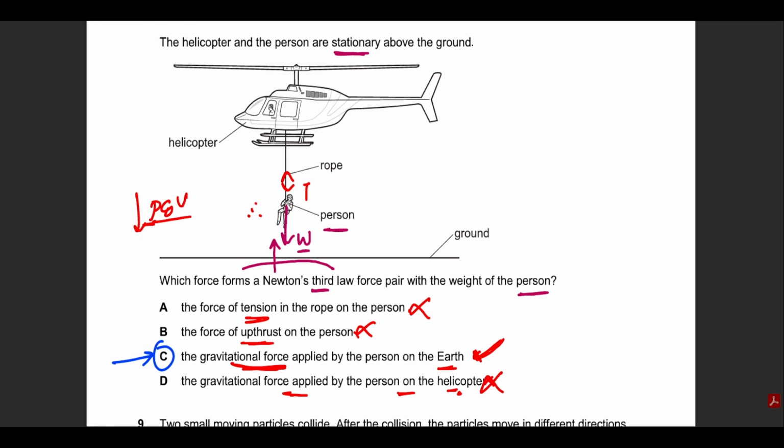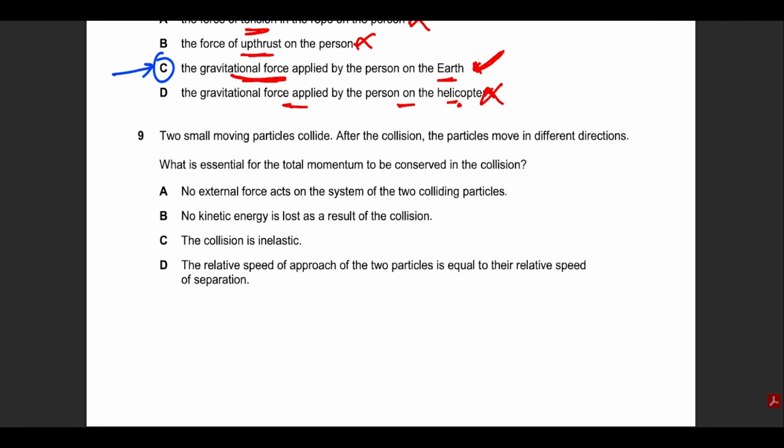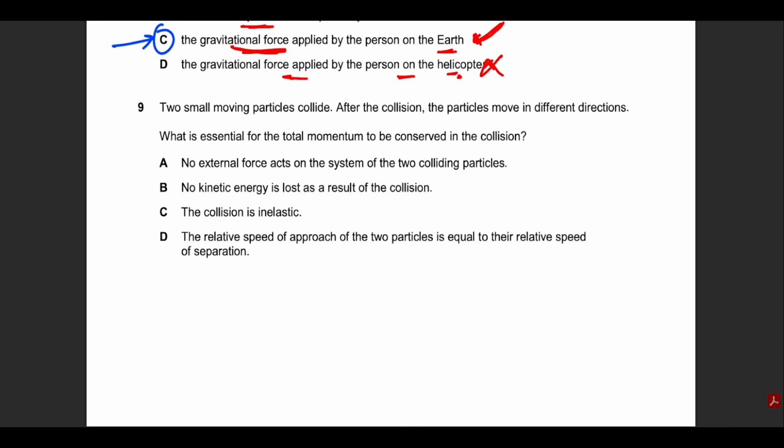So what's happening here is that the person is being attracted by the earth. That becomes the weight W. And the person's gravitational field is also attracting the earth towards itself. That is also going to be the weight. This makes Newton's third law appear, and this is one of the common misconceptions that sometimes is going to be asked. But this is the answer for the question, option C.